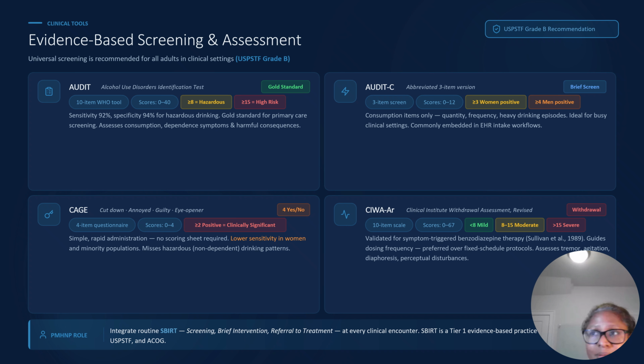So those are ways and mechanisms to get patient information. And then you also have the CAGE, which is another screening tool or assessment, and the CIWA, which is another screening tool and assessment.